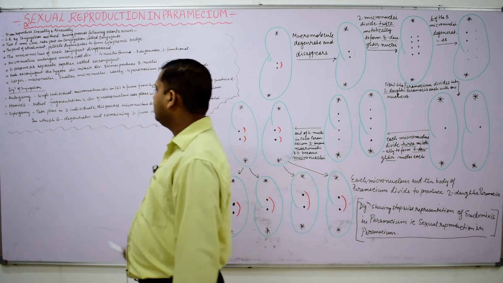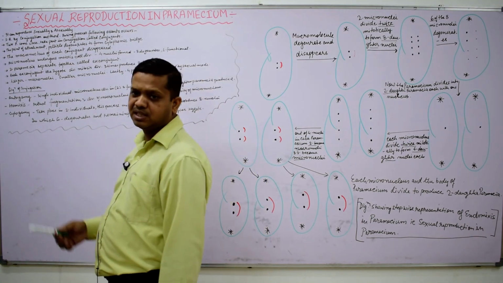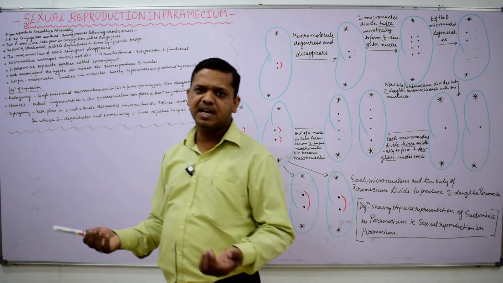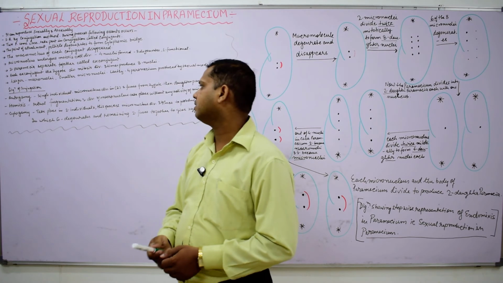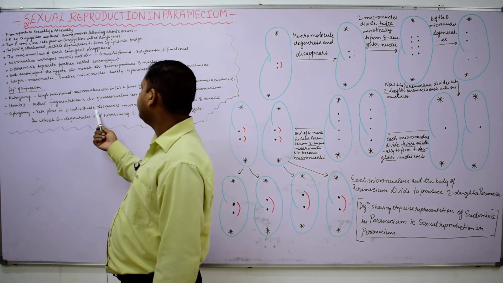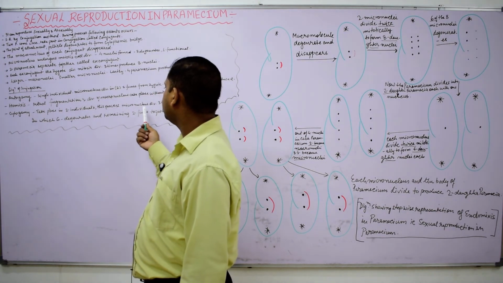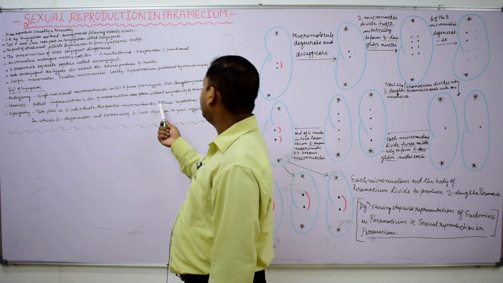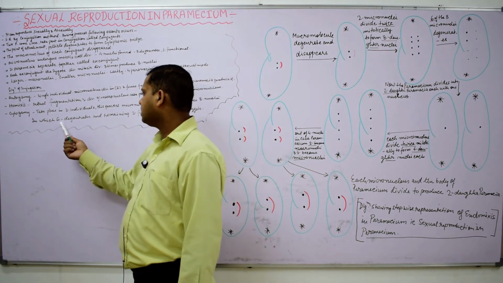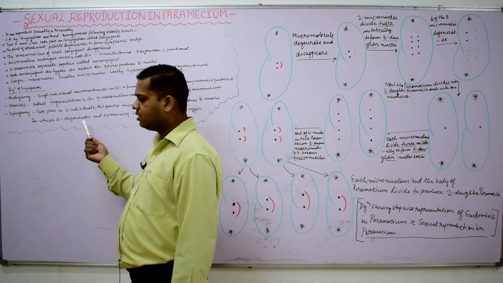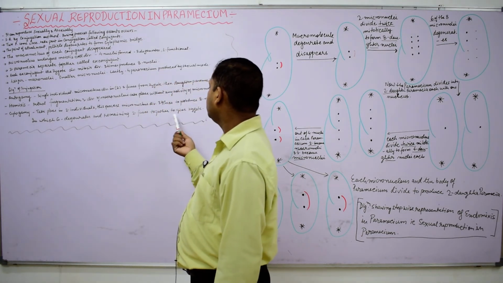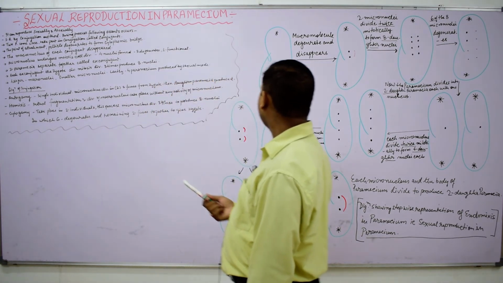Now, we will see the last important significance of conjugation, that is cytogamy. Cyto means cytoplasm and gamy means fusion. Here it takes place in 2 individuals. In this process the micronucleus divides 3 times to produce 8 nuclei, of which 6 micronuclei will degenerate and the remaining 2 fuse together to give the zygote.